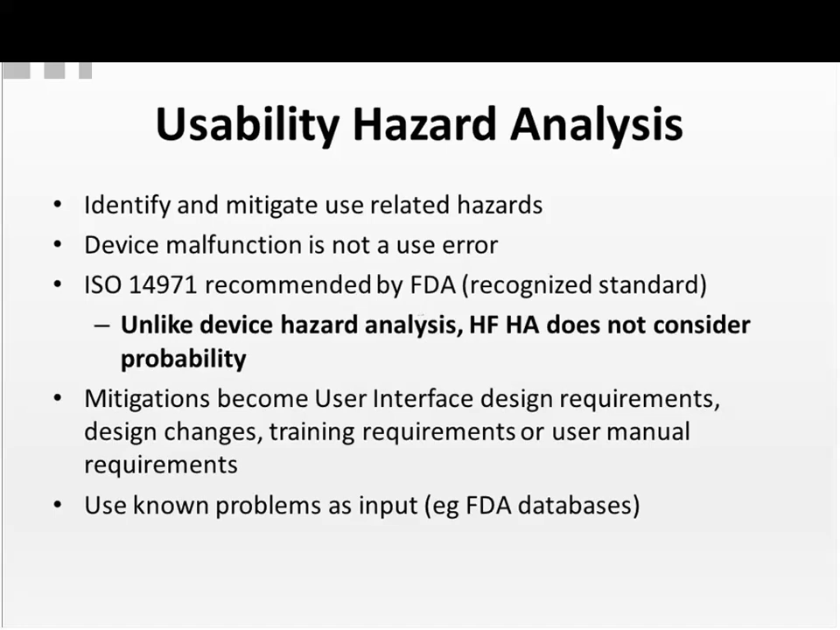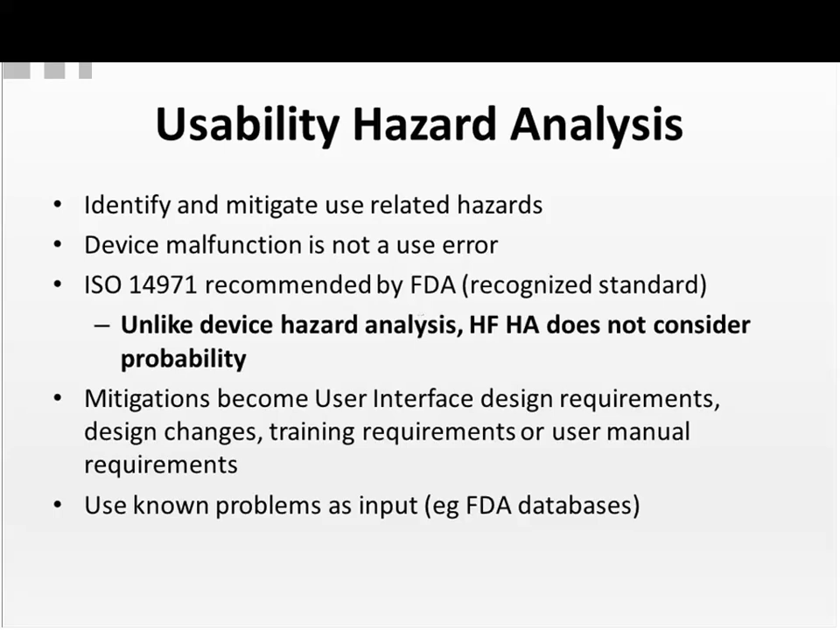Now, unlike device hazard analysis described in ISO 14971, you do not consider probability. ISO 14971 combines probability and severity into a risk rating. The FDA feels, and IEC agrees, that it's very difficult to estimate the probability of a person committing a user error. So a usability hazard analysis considers only the severity of the harm that could result.